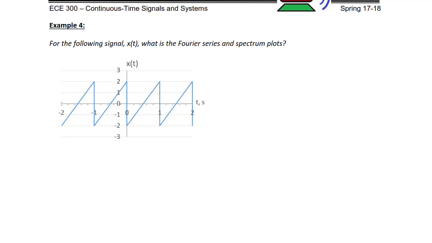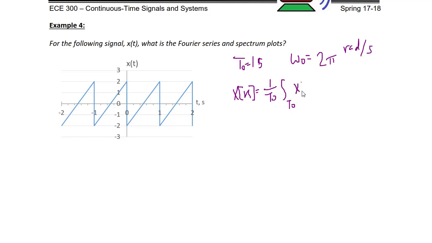Notice here that we have x of t is a ramp train. So the first thing you should notice here is that the fundamental period T naught is equal to 1 second. So omega naught, the fundamental frequency, is equal to 2 pi radians per second. And X of k is equal to 1 over T naught, the integral over 1 period, T naught, x of t, e to the negative j k omega naught t dt.